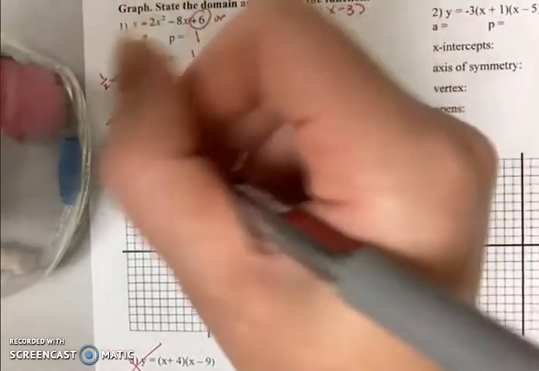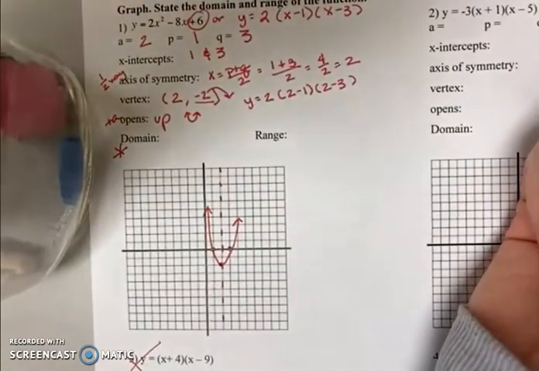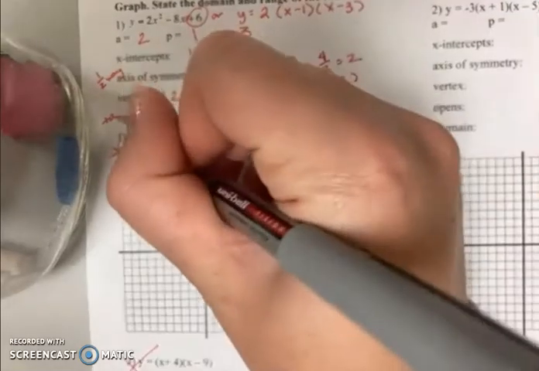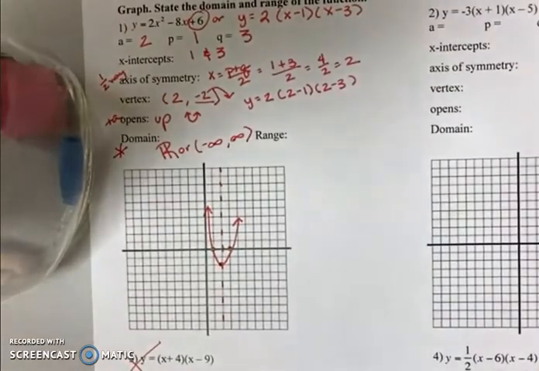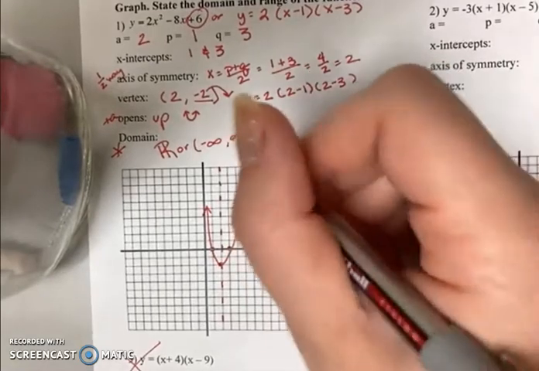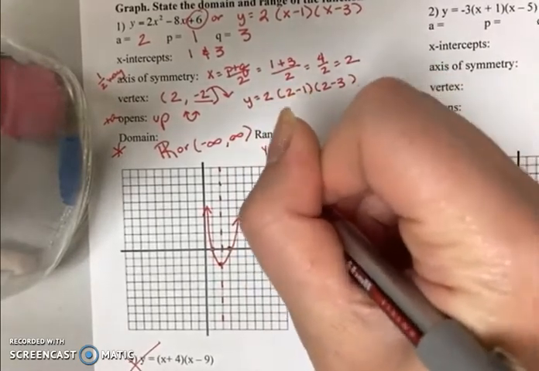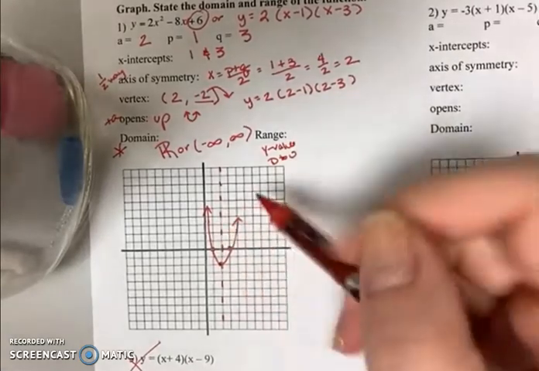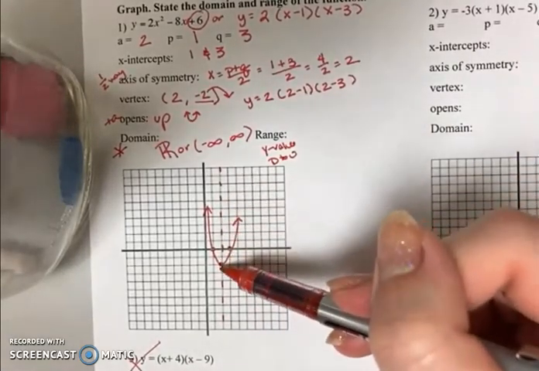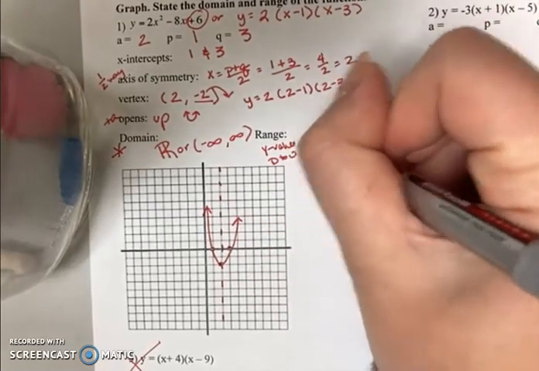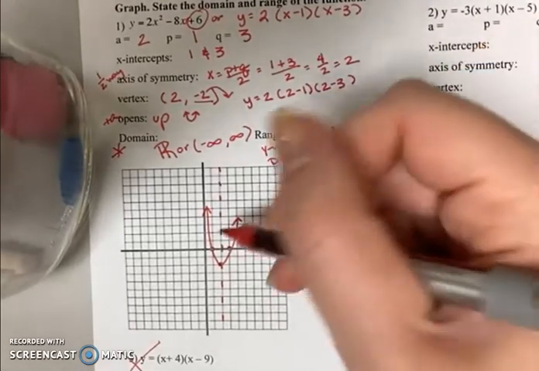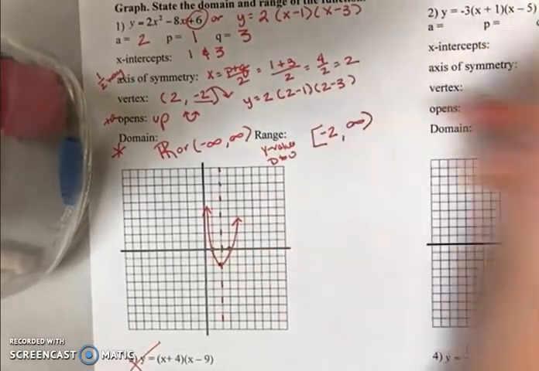Now, domain and range. I've said this many times, but I'm going to say it again. Domain is always all real numbers, or negative infinity to positive infinity, because as it moves to the left and right, it will always be defined. It's the range that's restricted by the max or the min. Remember, range is the y value, and we need to go down to up. So the lowest y value I see in this case would be all the way down to negative 2, which would use a bracket, and it will go up forever towards positive infinity.